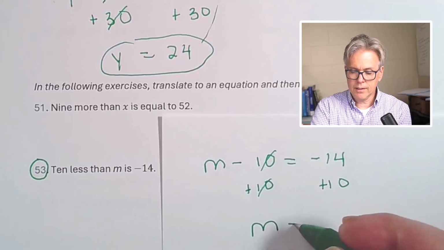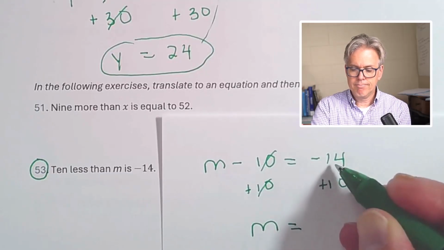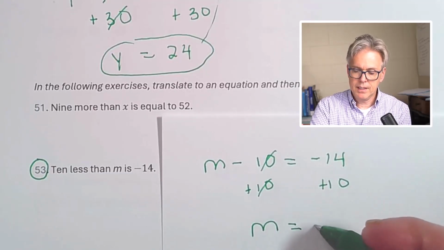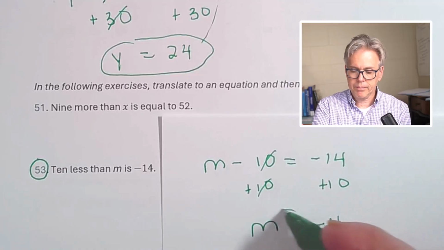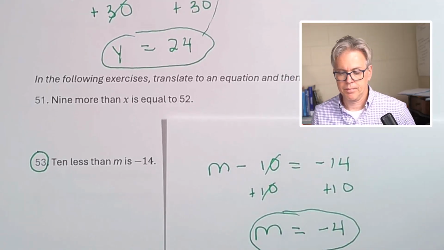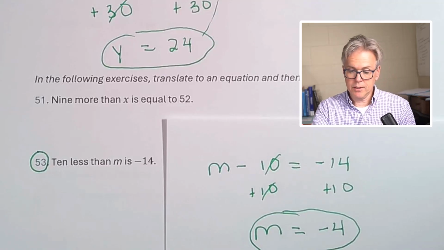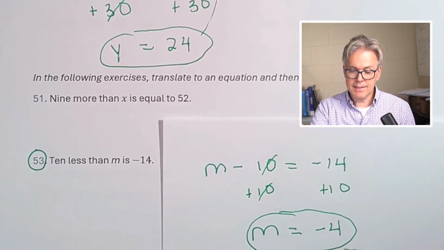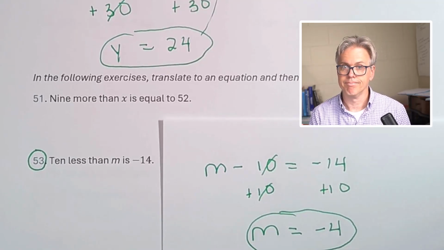These 10s cancel, and I'll get m equals negative 14 plus 10, which is negative 4. And hopefully this makes sense. So negative 4 minus 10 is negative 14.